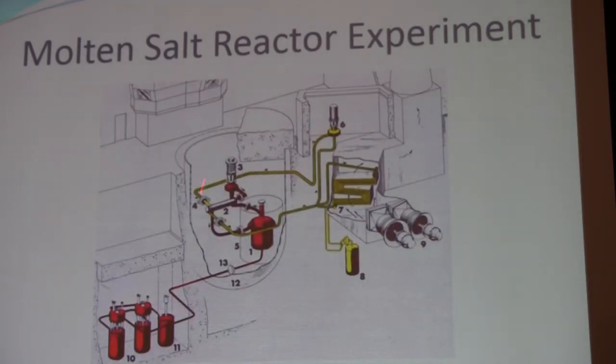Here's a schematic of the reactor. You had the core in the middle, and since this was experimental, the core just went out to a cooling thing. And there were the pumps and everything.